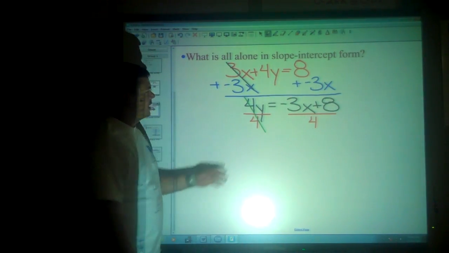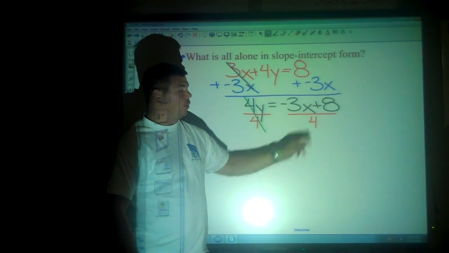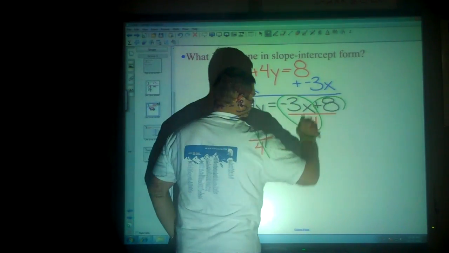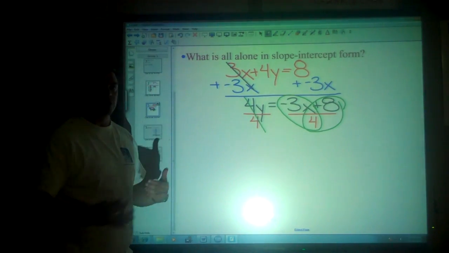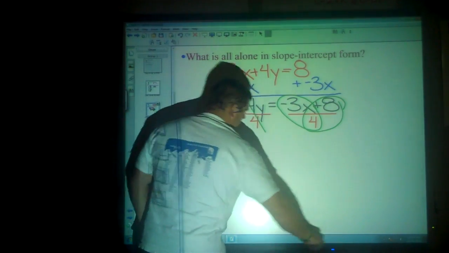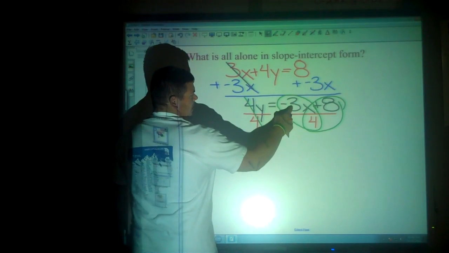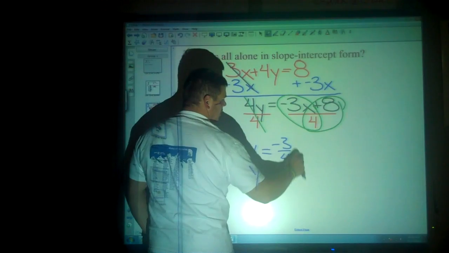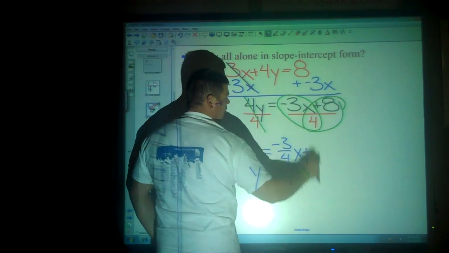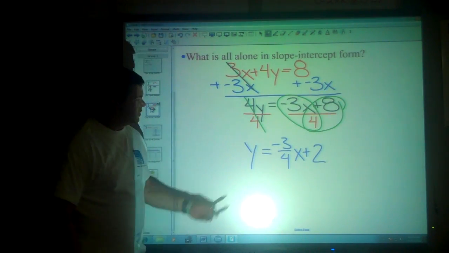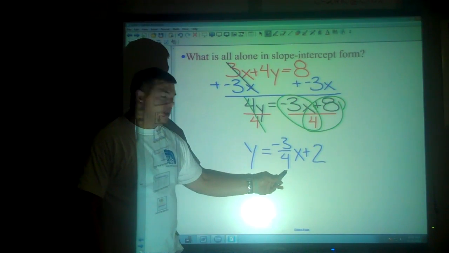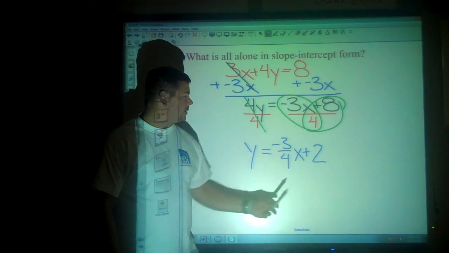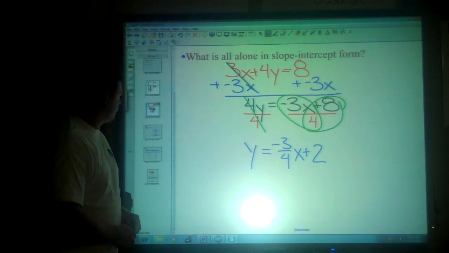Now you can leave it as y equals the negative 3x plus 8 over 4, or you could use the heart-shaped division and turn it more into the slope-intercept form. You can't really take negative 3 and divide it by 4, so you write it as a fraction. Put your x on there, and then 8 over 4 makes 2. Now what's nice is you have y equals m, which is a slope, rise over run, x plus b, which is your y-intercept. Everything you need: slope-intercept form.